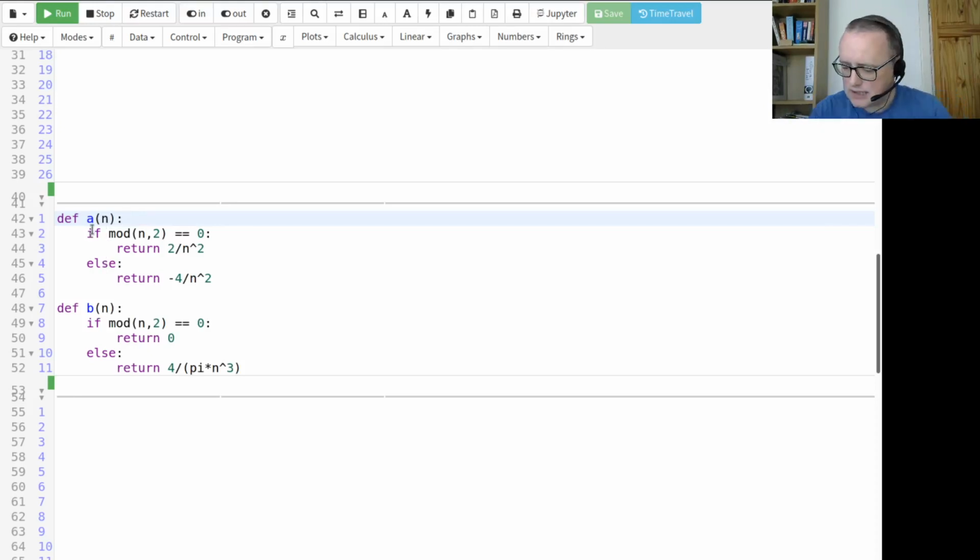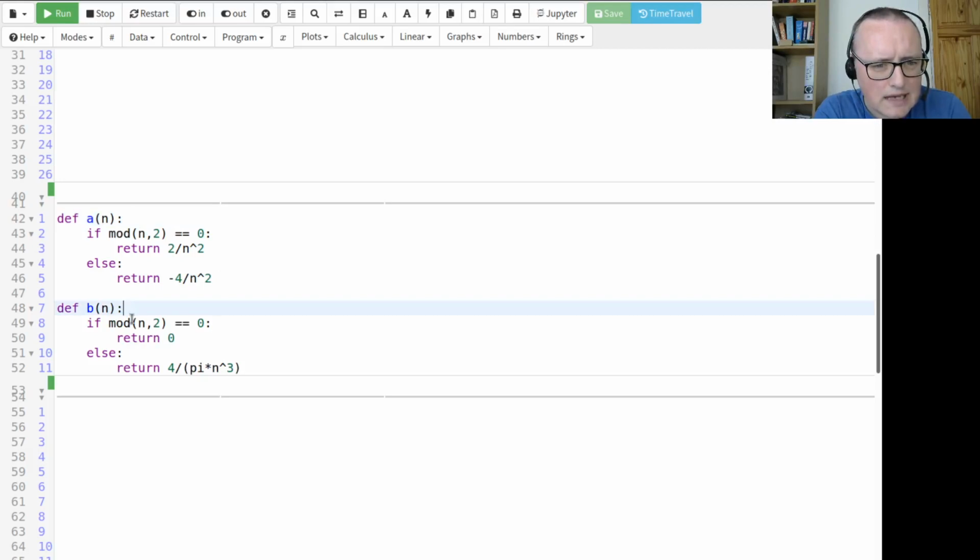So if you look back at the notes, for the an, when n is even, the definition of the function an here is: if mod n 2, which is the value of n modulo 2, is 0, in other words when n is even, we're going to return 2 over n squared, which is what we worked out for an when n is even. Otherwise, n will be odd, and we'll return minus 4 over n squared, which was the odd case value for an.